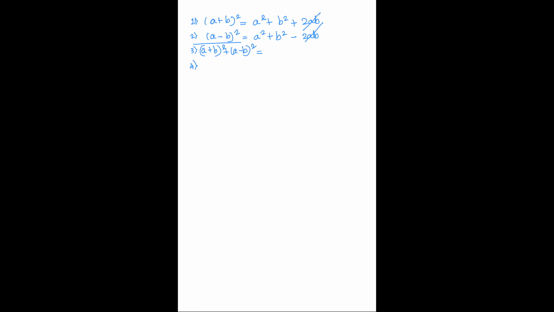Plus 2ab minus 2ab will get cancelled out. So a square plus a square will become 2a square, and b square plus b square will become 2b square, from which we can take 2 common outside. So 2 times a square plus b square, this is what you get when you add the first and the second identity. So remember this, because it is not used very often, but it comes in very handy when a situation like this arises. So a plus b the whole square plus a minus b the whole square is equal to 2 times a square plus b square.